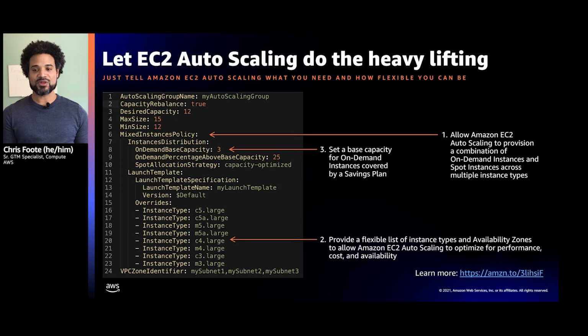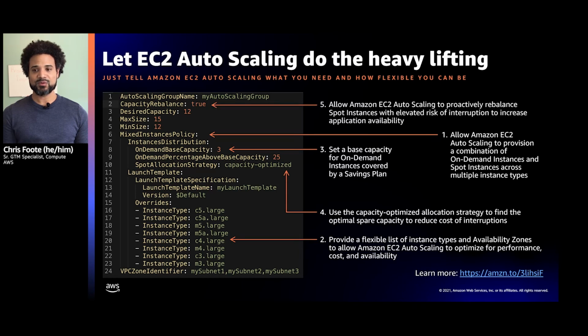And as we mentioned before, there's also a base capacity I can set on demand to be covered by Savings Plan. And last but not least, I'll also want to configure a Spot allocation strategy. In this case, we're leveraging capacity-optimized, which will find the deepest pools for customers. And we'll talk more about this in a moment. And if I want to enable capacity rebalance, as we talked about before, I can configure this here.